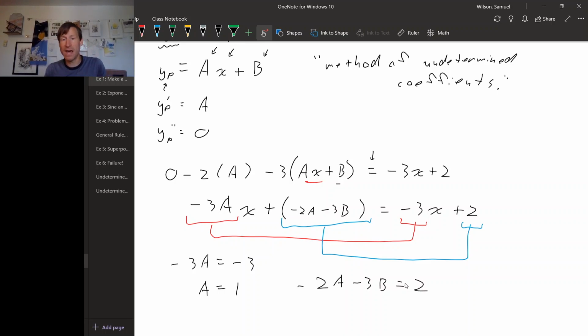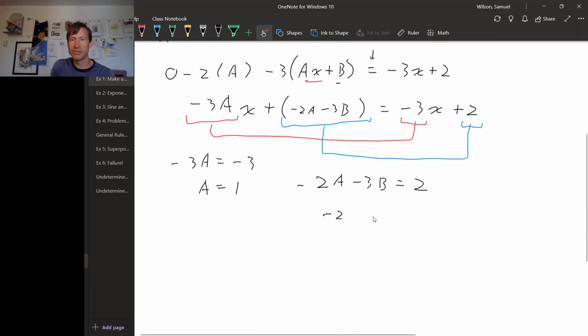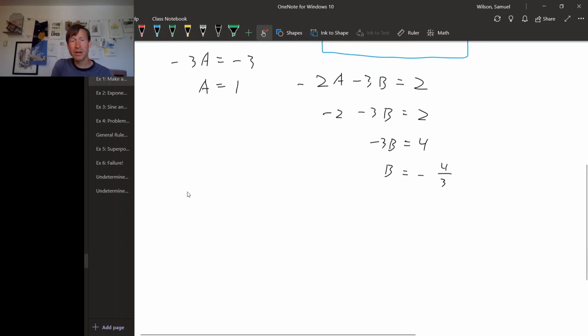Of course, we already know a at this point. A is 1, so minus 2 minus 3b equals 2. So minus 3b is 4, and so b is minus 4 over 3. And now that we know a and b, we know our particular solution. Our particular solution was ax plus b, but we just found a and b. So a is 1, so 1 times x is x, plus b, which is negative 4/3. So there's our particular solution.